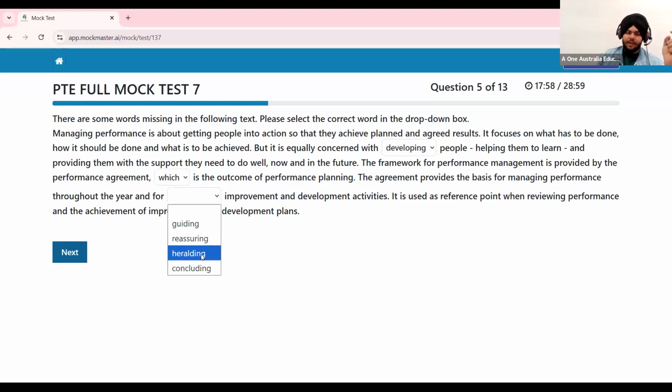So I can choose heralding or guiding if I'm not sure, 50-50. Choose one, save your time. Okay. So I'll just choose guiding. Now let's go to the next one.